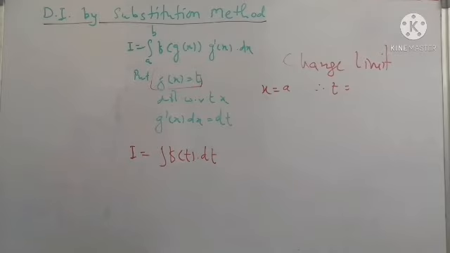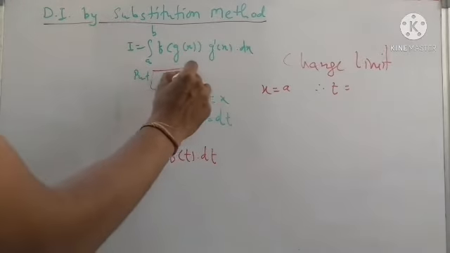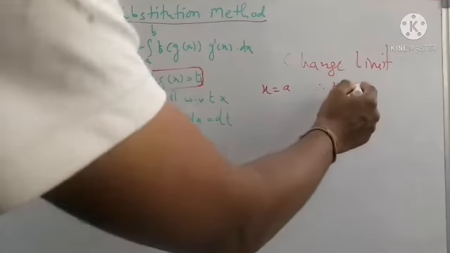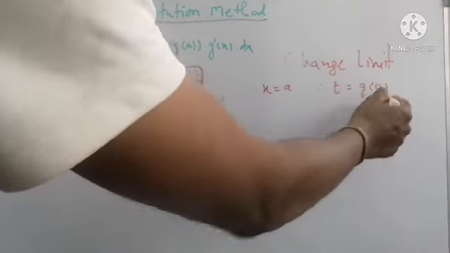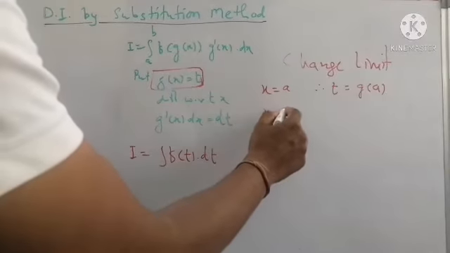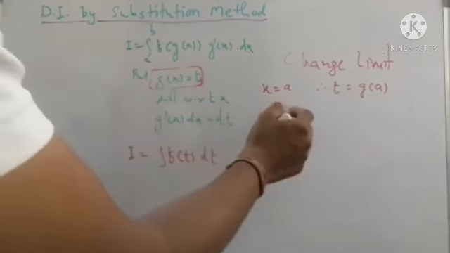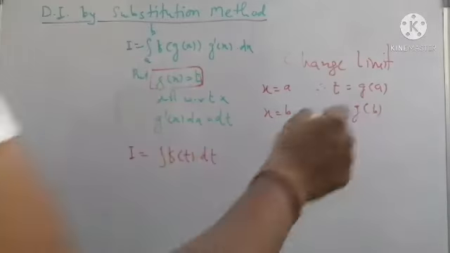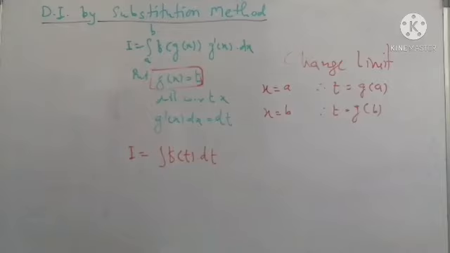So we use the relation between x and t, as we put g of x equal to t, which is the relation between x and t. From this we get t equal to g of a, as x is equal to a, and corresponding to the upper limit, as the old limits are a and b, we get the value of t as g of b, and these new values are our limits.